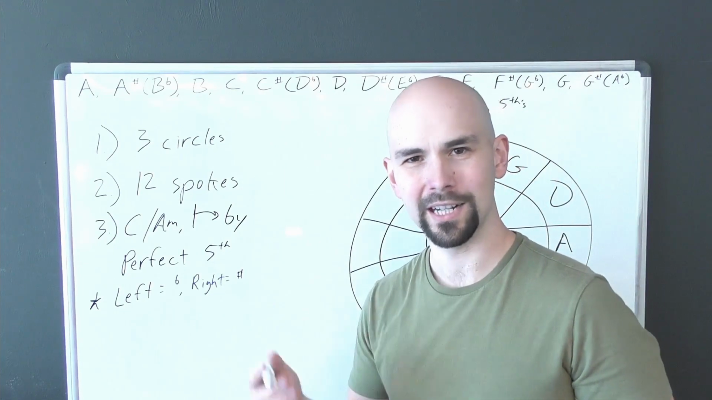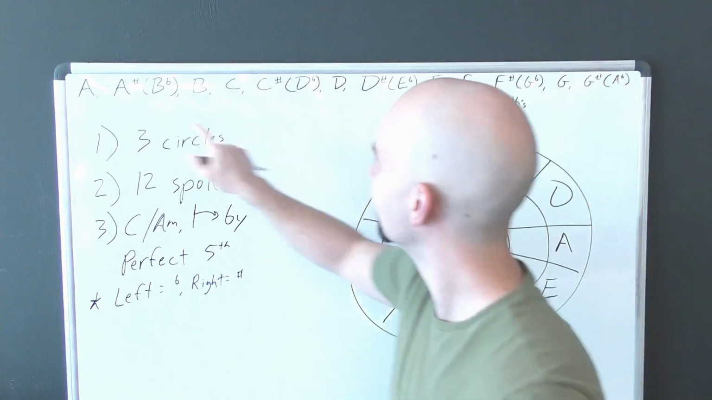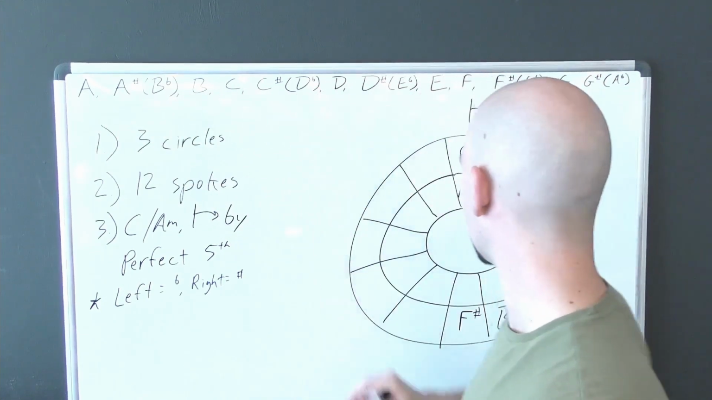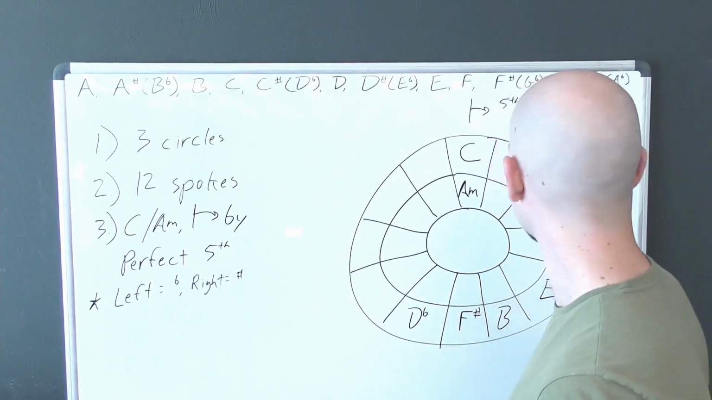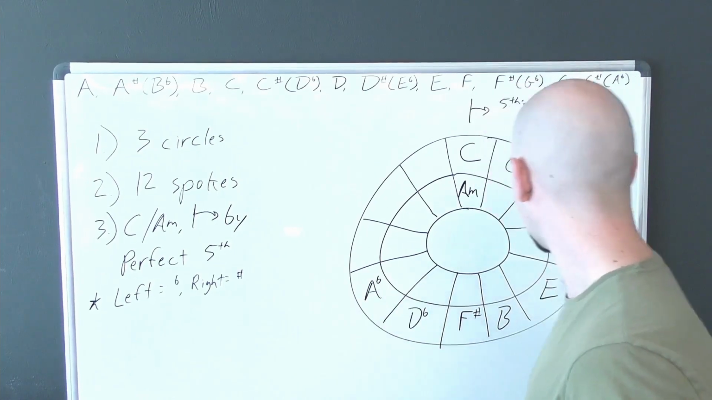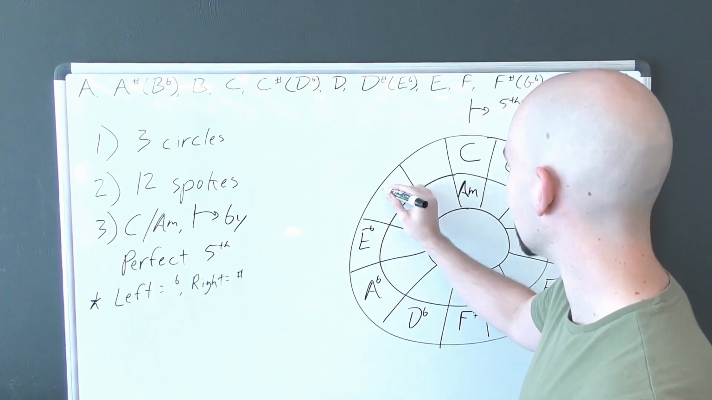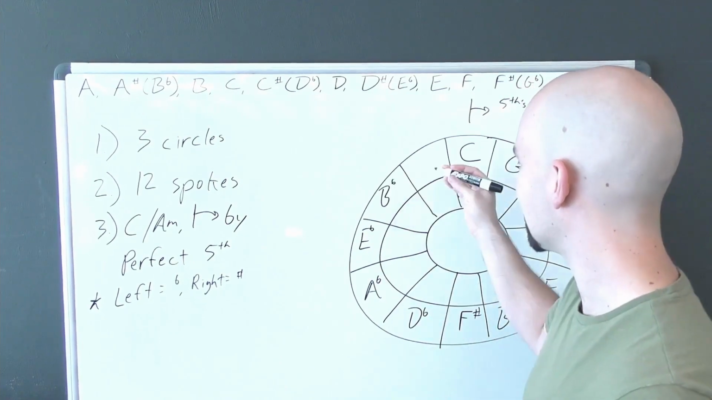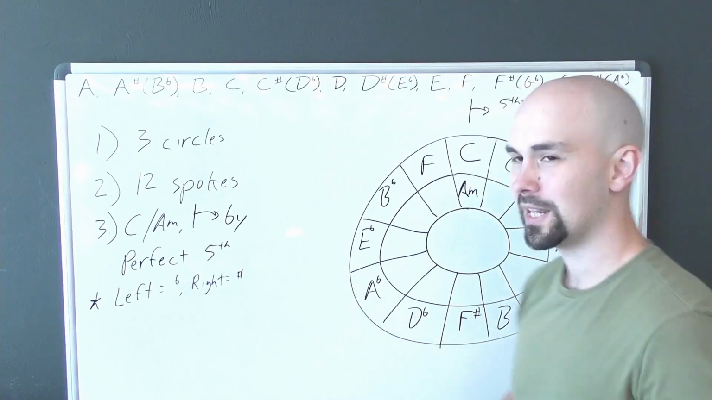All right, so now we're on the flat side. So what would be 7 above F sharp? 1, 2, 3, 4, 5, 6, 7. We have C sharp, but we're going to call it by its flat name, D flat. All right, 7 above D flat would be A flat. And 7 above A flat is E flat. 7 above E flat is B flat. And 7 above B flat is F.